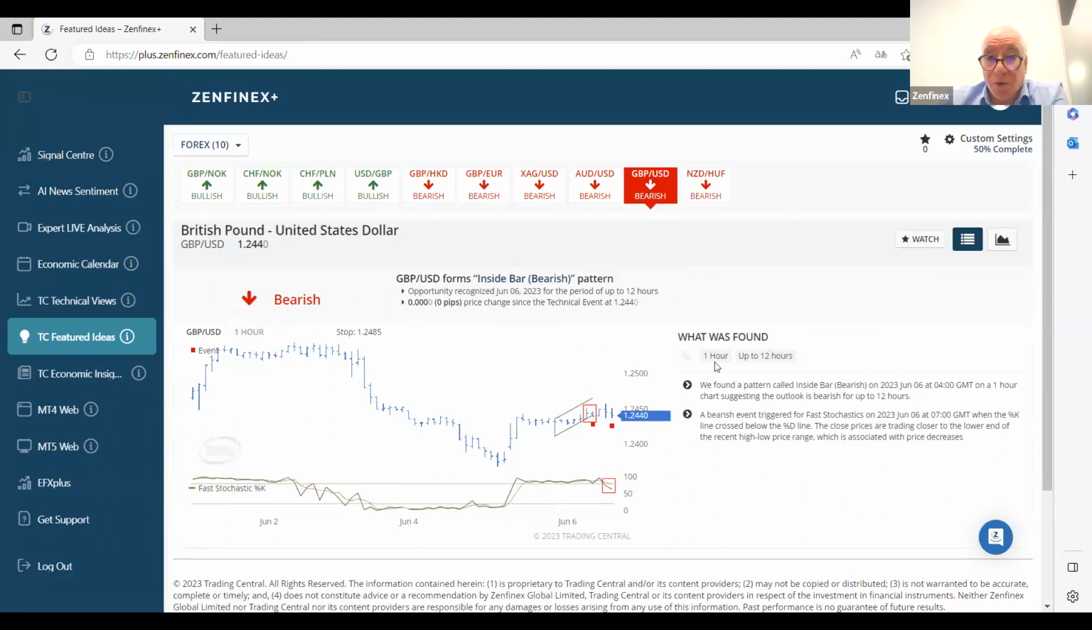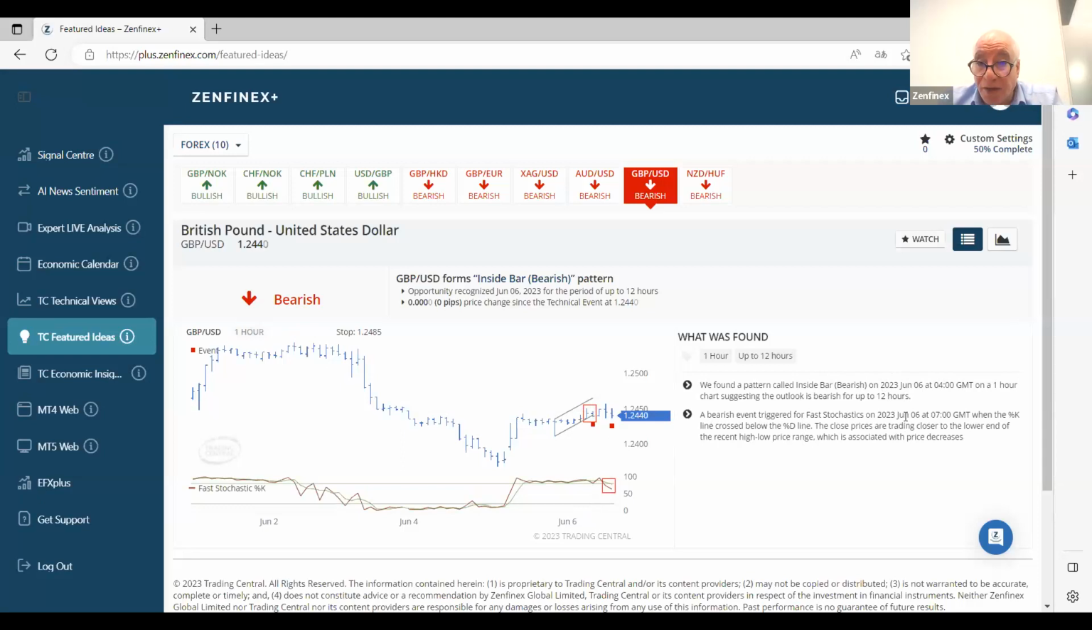So this is from a 1-hourly perspective. We found a pattern called inside bar. So this inside bar is indicating bearishness. So they're looking for price to break out on the downside from this pattern here, from an hourly perspective. Obviously, you have to look at your own charts and see if that actually makes sense to you or not. And we'll do that right now. But let's just read what it says.